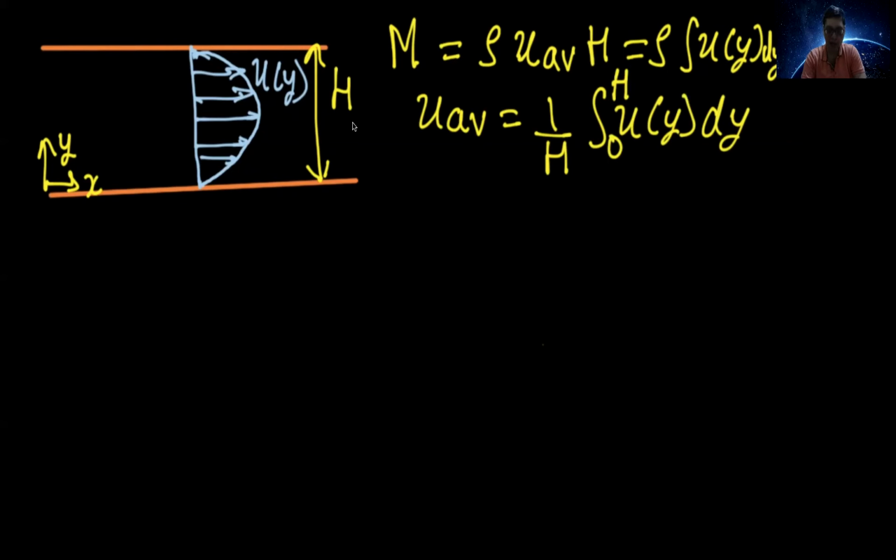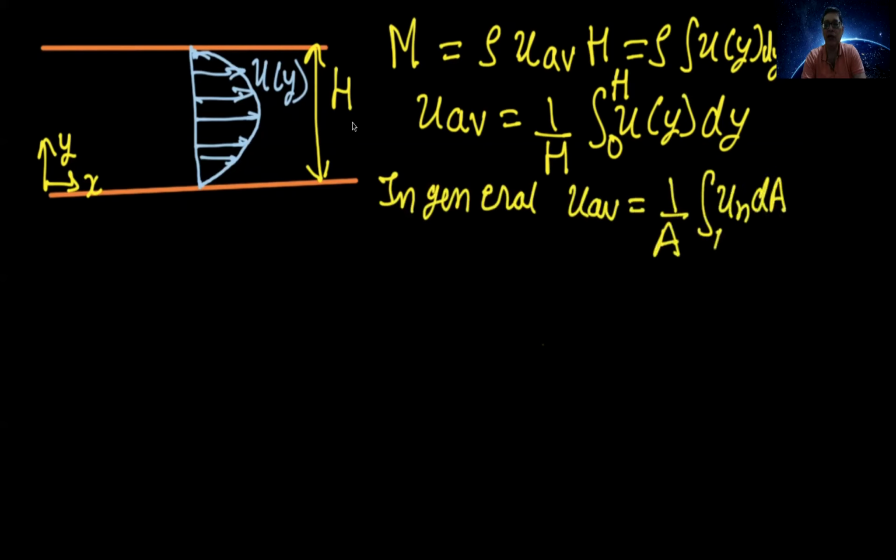But in general, the expression for u average will be 1 by A integral of u_n dA, where the limit of the integral will correspond to the cross-sectional area. So with this, I have shown you the expression for most real-world situations. You do not have a uniform velocity. The velocity is varying, and to calculate the mass flow rate, you have to take the area integral, and from there you can calculate the average velocity. So finally, the expression for the average velocity is given as 1 by A integral of normal velocity dA.